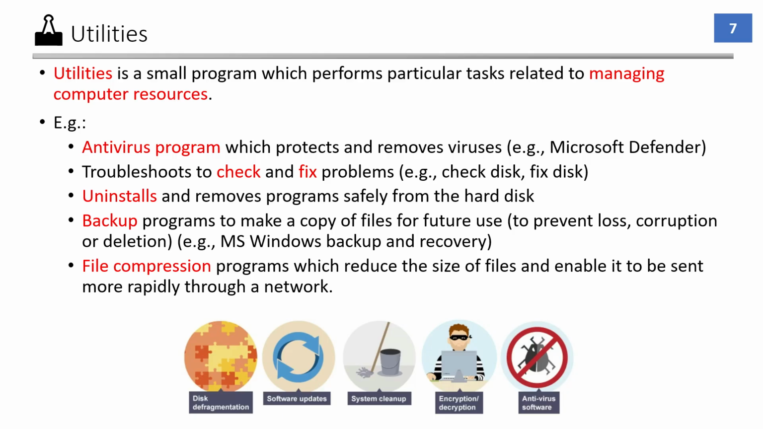Uninstall utilities safely remove unwanted programs from the hard disk without damaging the system. Backup utilities create copies of important files, so they can be restored if data is lost, corrupted, or accidentally deleted. File compression utilities reduce the size of files, making them easier to store and faster to send over a network.